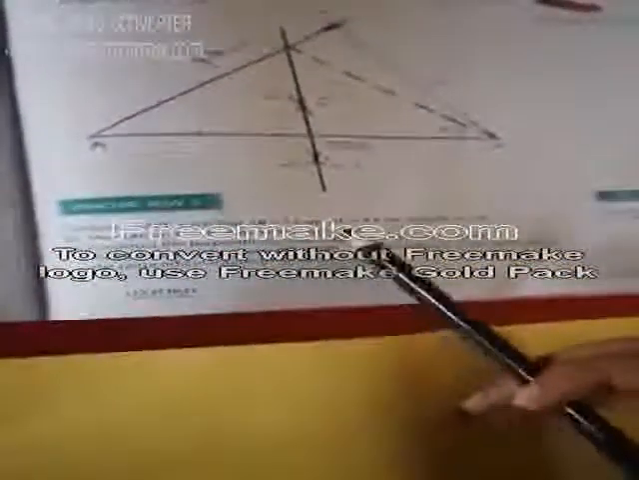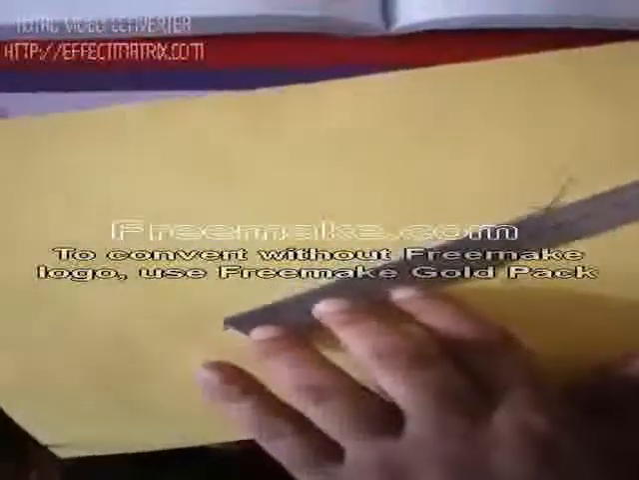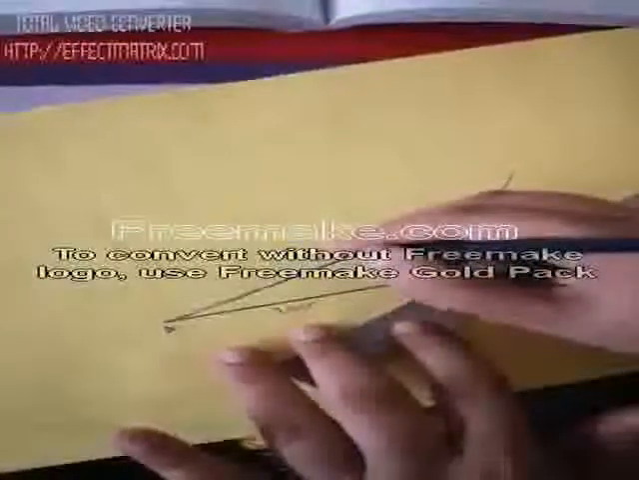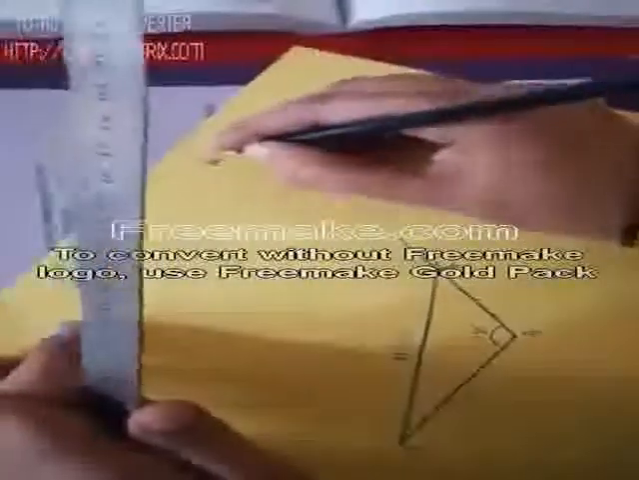Measure and write down the length of AC. Let's measure the length of AC. The length of AC is 11.5 centimeter. Length of AC is equal to 11.5 centimeter. Okay. Now what's the next step?